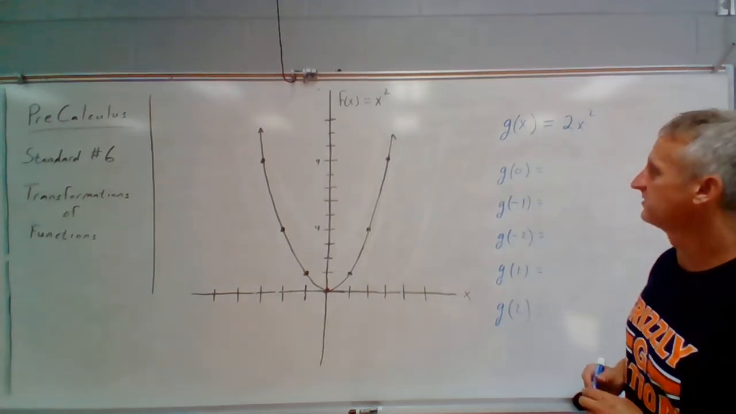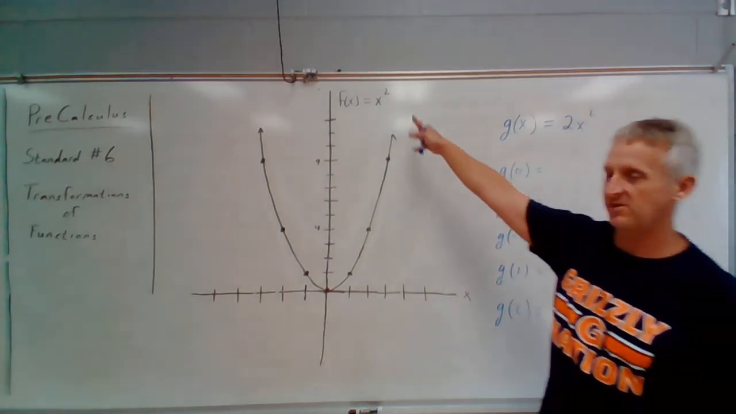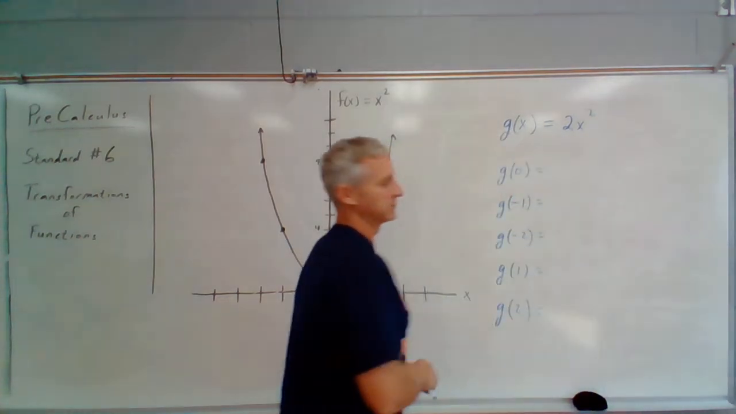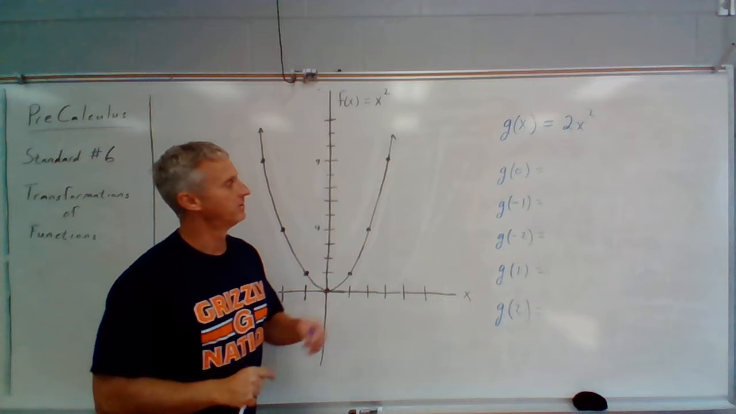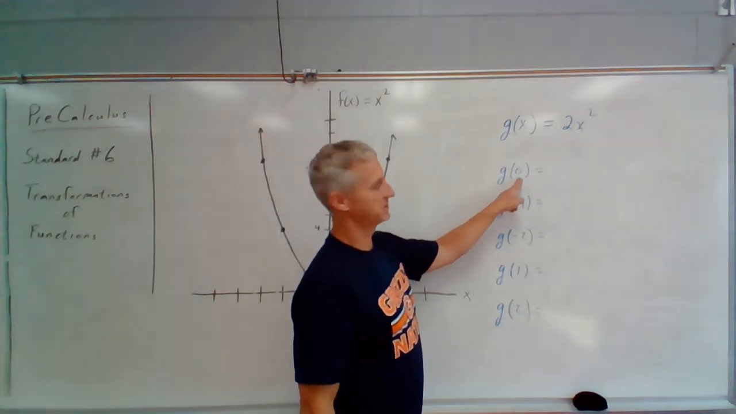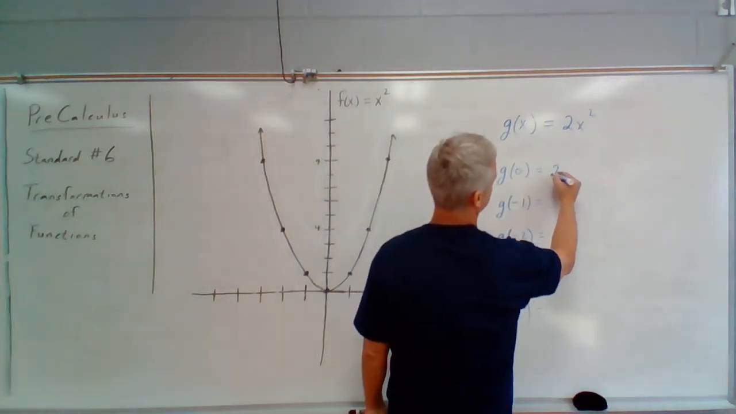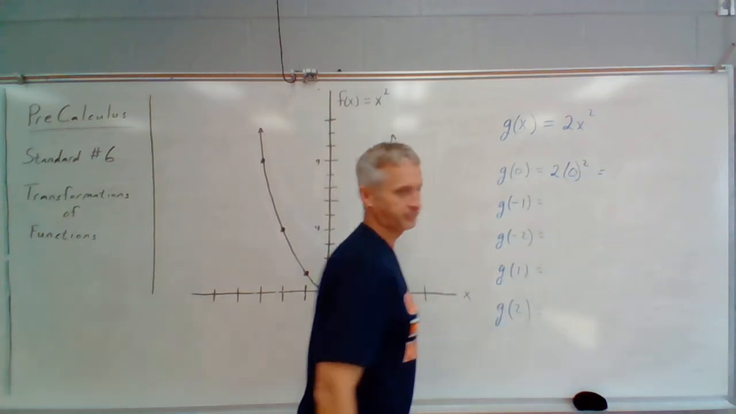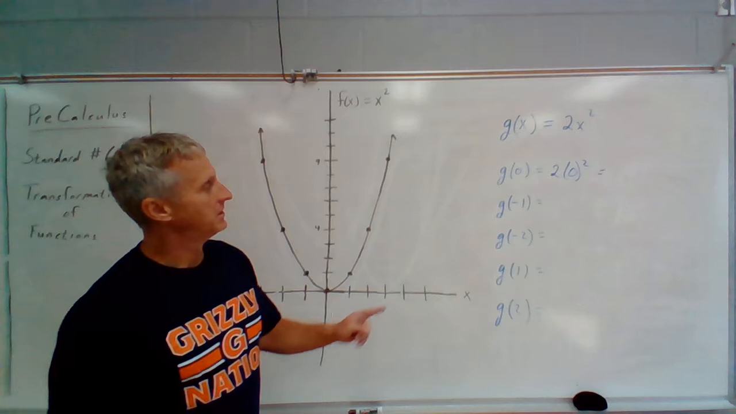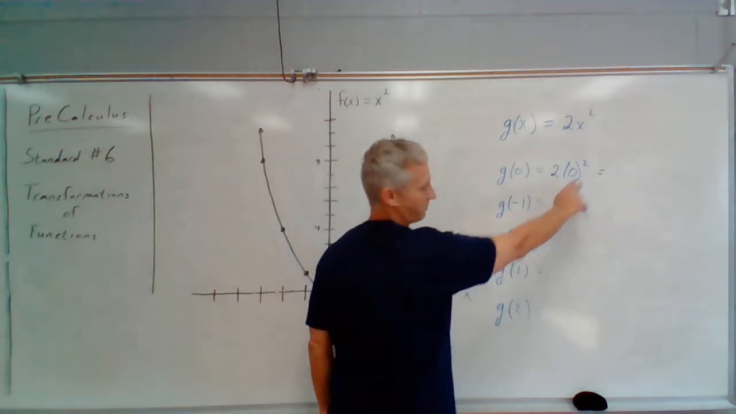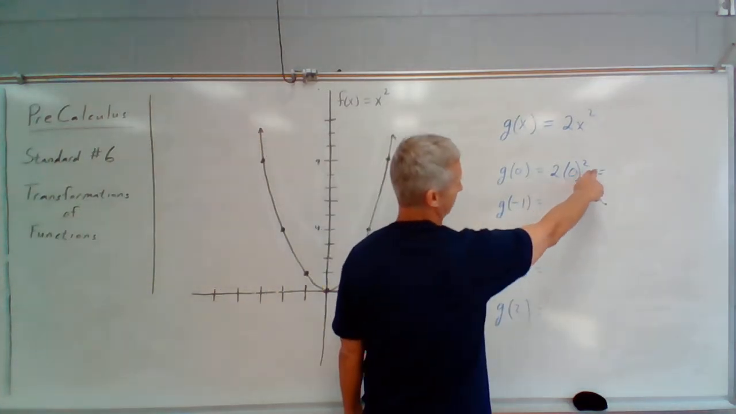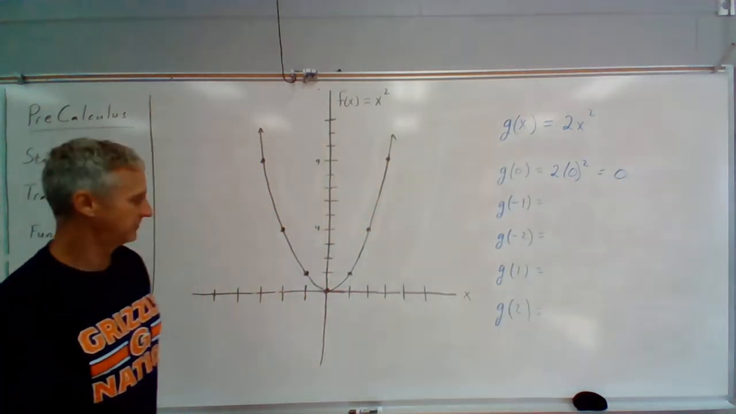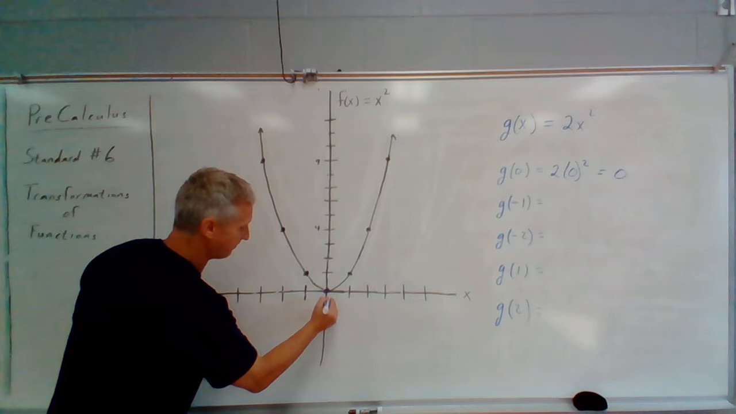Okay, let's look at another interesting example. So again, I've graphed x squared for you. Let's graph g of x equals 2 times x squared. Okay, so let's just plug in some points. Let's find g of 0. That'll be 2 times 0 squared. Order of operations, I do exponents first. 0 squared is 0. 2 times 0 is 0. So I get this point.